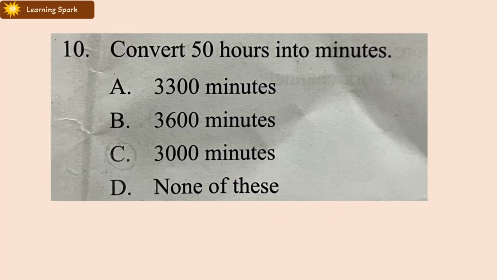Question number 10 is on the screen. Let us solve this now. Convert 50 hours into minutes. This is very easy. You just have to multiply this by 60 to convert hours into minutes, right? So 50 into 60. Okay, so 5 into 6 equals 30, and then there are 2 zeros. 50 has 1 zero and 60 has 1 zero, so 2 more zeros, right? So 5 into 6, 30, and then 2 more zeros, 3000. So this is going to be the answer.